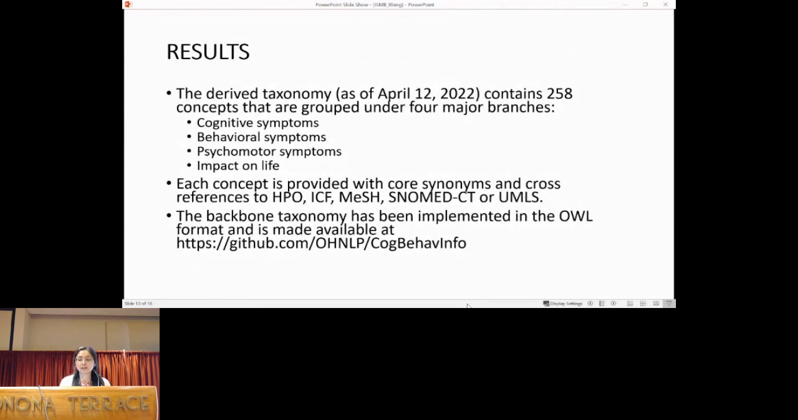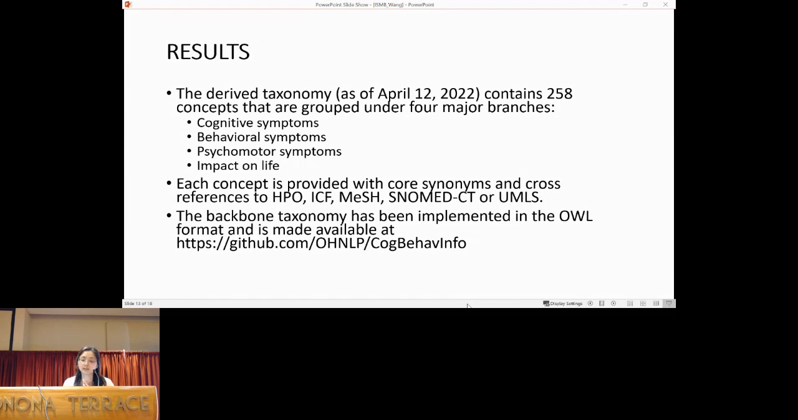The resulting taxonomy contains 258 concepts that are grouped under four major branches. The first is cognitive symptoms. This group focuses on patients' ability, the task completing function or ability. Behavioral symptoms focus more on patients' character or mood, whether they are depressed, what their behavior is. Psychomotor symptoms concern their ability to move, their body's ability to move.